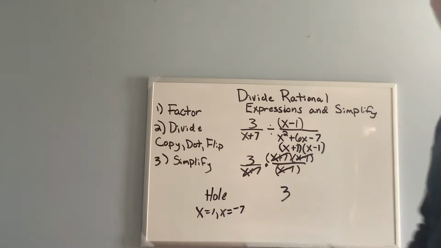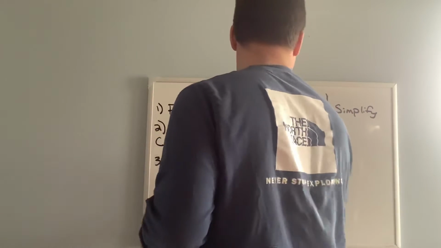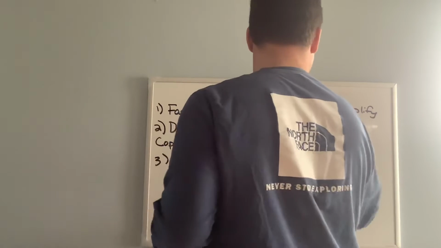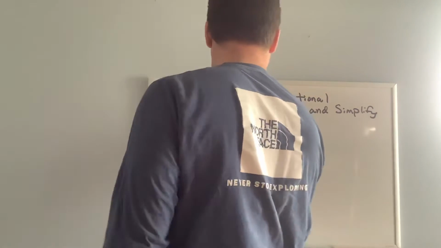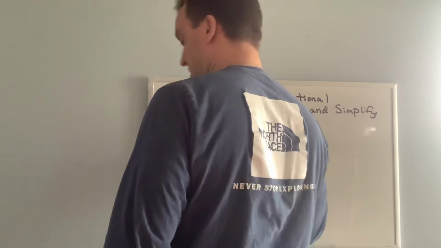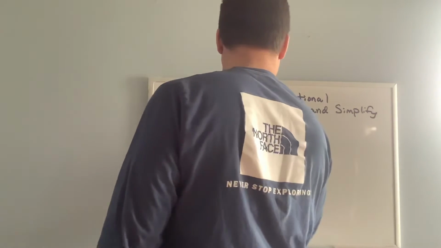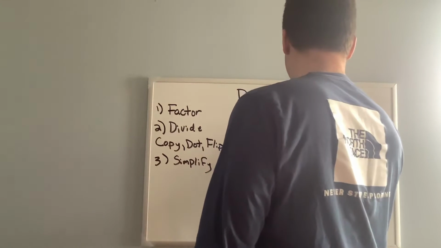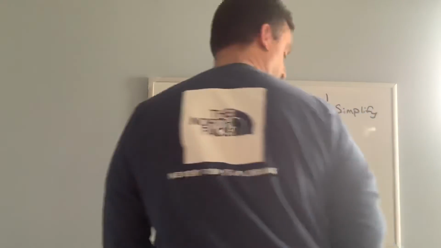So we're going to look at a more complicated example. And we have x squared minus x minus 12 over x minus 4, and then divided by 2x plus 6 in the numerator and x minus 5 in the denominator.